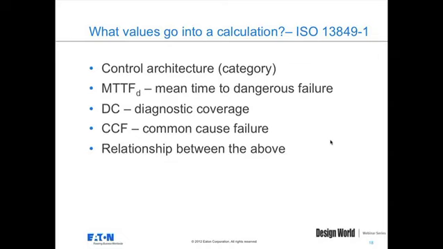Common cause of failure. A common cause of failure is something that, like it indicates, can cause failures in multiple parts of the control system. So, for example, over temperature could cause a couple of different components in a panel to fail. That would be considered a common cause failure. And then you take those 4 metrics and combine them together to determine what protection level you achieved is.